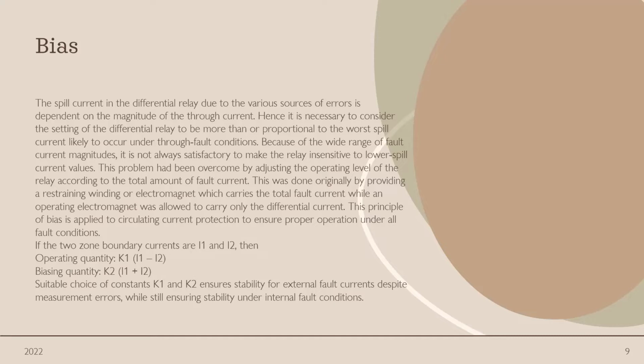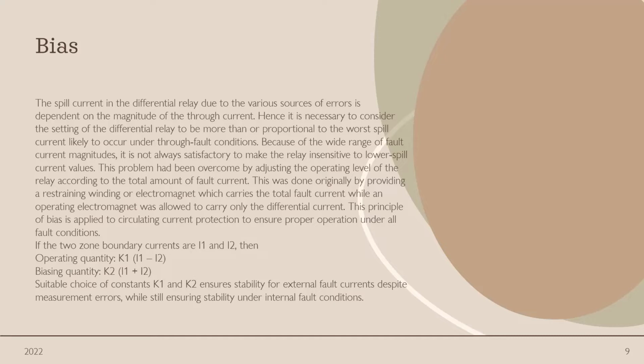current values. This problem has been overcome by adjusting the operating level of the relay according to the total amount of the fault current. This was done originally by providing a restraining winding or electromagnet which carries the total fault current, while an operating electromagnet was allowed to carry only the differential current. This principle of bias is applied to circulating current protection to ensure proper operation under all fault conditions.